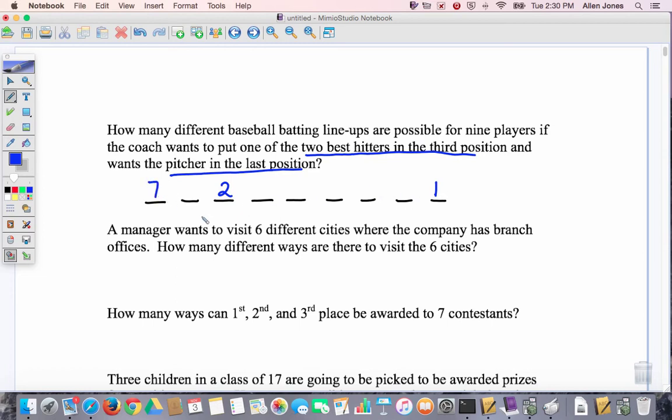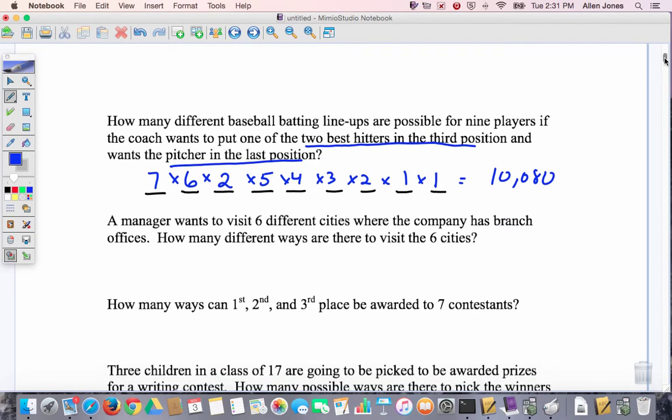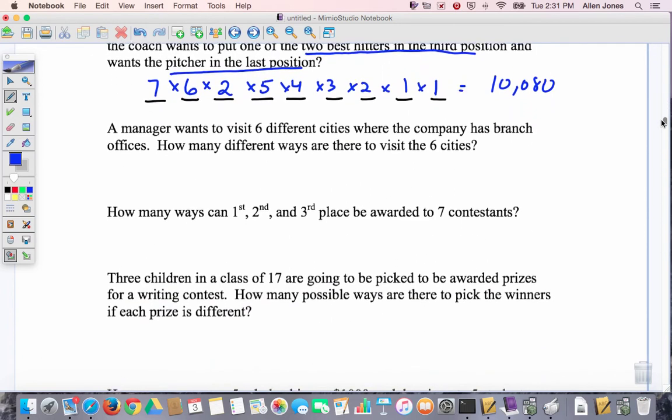So if I have a batter here and a batter here, that means 7 batters are left to bat leadoff, 6 to bat second, 5 to bat cleanup, 4, 3, 2, and 1. We're going to multiply those together to find our number of ways to put that lineup together. And there are 10,080 different baseball batting lineups with 9 players matching those 2 criteria.